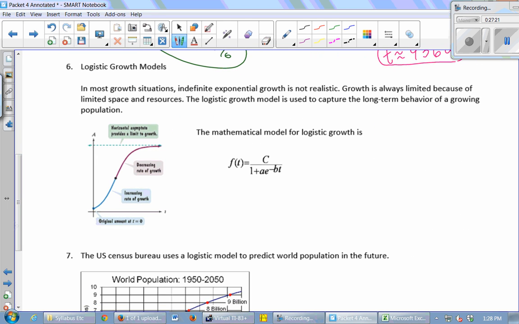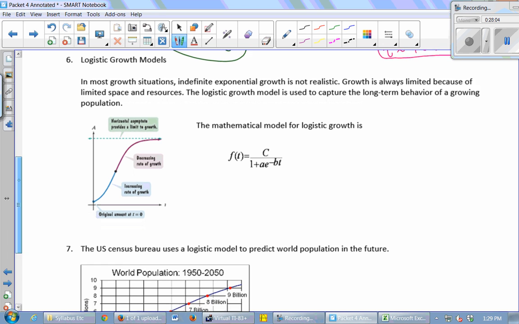Okay, so we've been talking about exponential growth. Kieran, you suggested earlier that it's not sustainable, right? Like for the population of whatever that country was, I can't remember now. What is it? Hungary, yeah. It can't just keep going up forever. So we have this other model called a logistic growth model that takes into account the fact that in most growth situations, indefinite growth is not realistic. You can't just keep doubling every how often, right? So growth is always limited because of space and resources. And the logistic growth model is used to capture long-term behavior of a growing population.